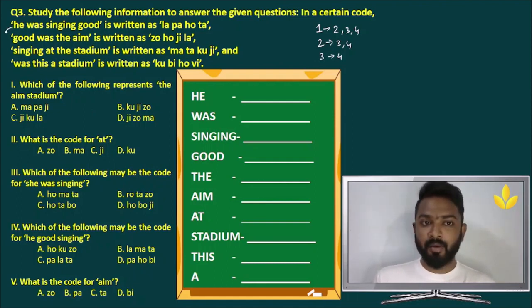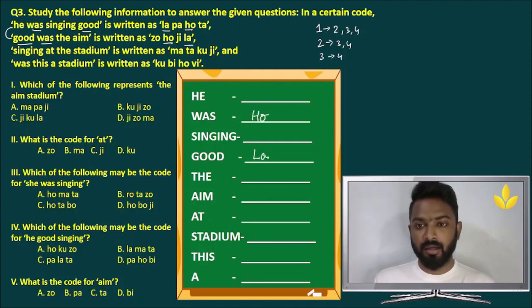First we compare 1 and 2. He was singing good, good was the aim. Which are the common words over here? We have was and we have good. Let's see the common codes over here. We have ho and we have la. So was and good, they can be ho or la, or they can be la, ho. Could be anything.